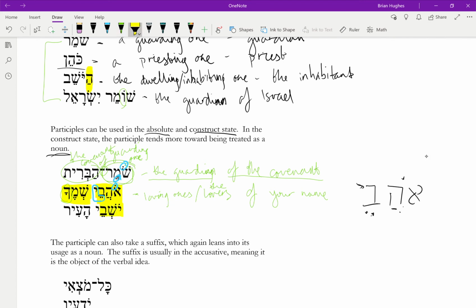And then we get yoshve ha'ir. So we can parse this and say, oh, I've got a participle, I've got a holem over the first root letter, and it's a masculine plural participle. So we get from yashav, which means inhabit. So this is inhabitants, or inhabiting ones, inhabitants of the city. And because the city here is the absolute noun, it is definite, so we get the inhabitants of the city. Okay, so that's examples of them being used in construct state.